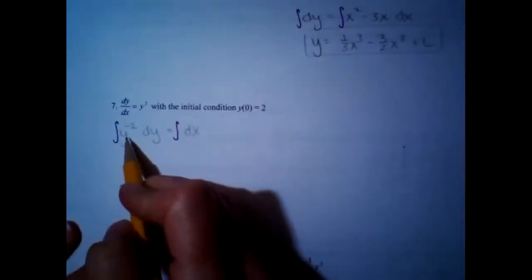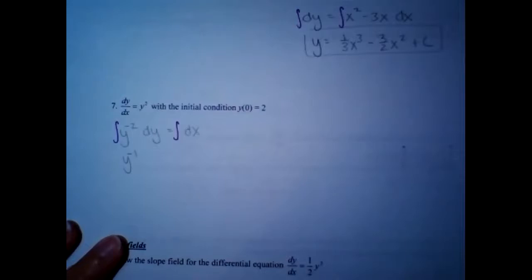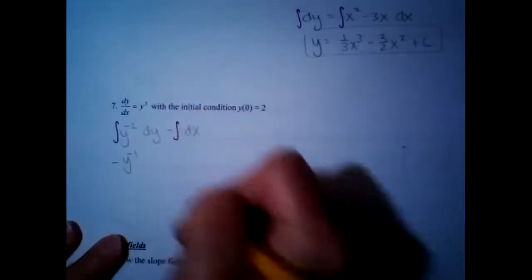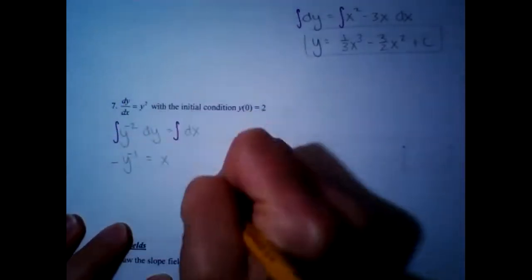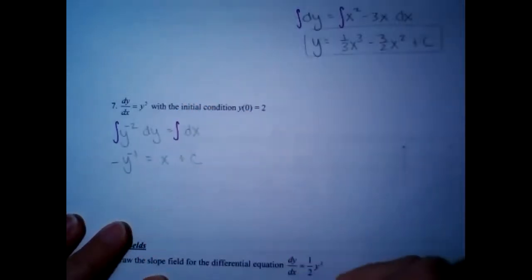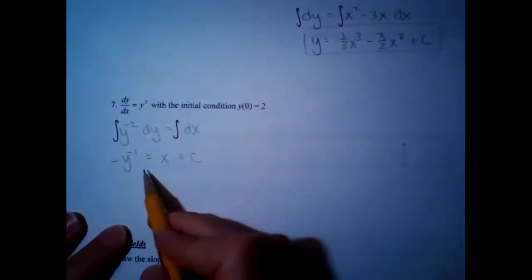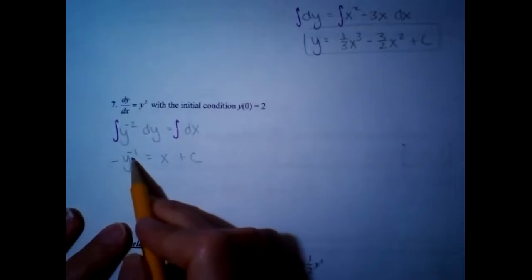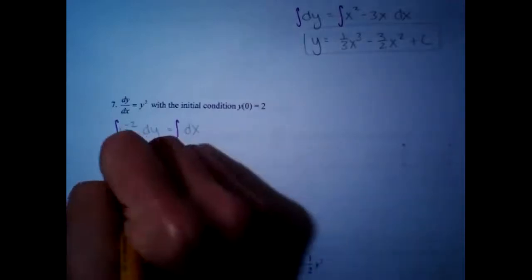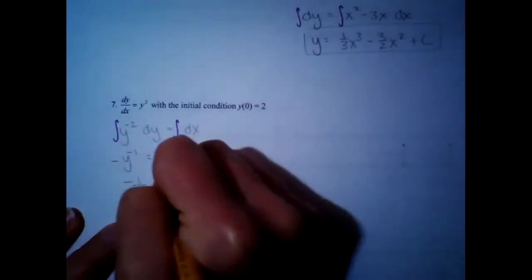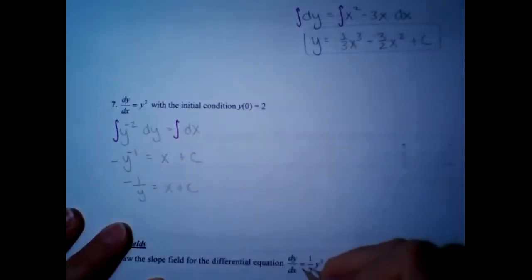So antiderivative, we're going to add 1 to the power, makes it less negative, and then we divide by a -1. So that'll put a negative out. This antiderivative will just be x and then plus c. Now, before you plug this in, I think it's a good idea to fix the negative exponent. It's just easier to plug in numbers if you don't have that. This would be -1 over y equals x plus c.